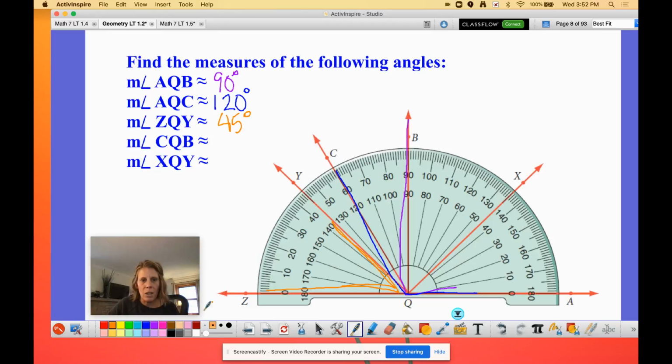Angle CQB right here. So we know this is from 60 to 90. That means the difference is 30 degrees there. And then angle XQY.